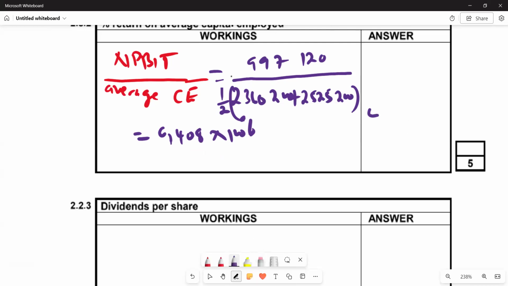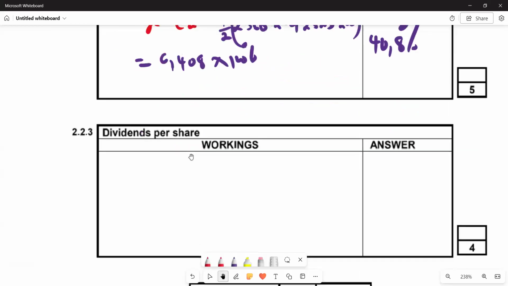So we are saying 40.8% becomes the answer. So this is what we have in terms of our ratio that we've just calculated. And then we go to the next one, which is dividend per share.